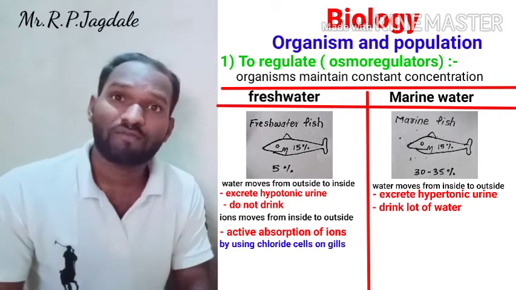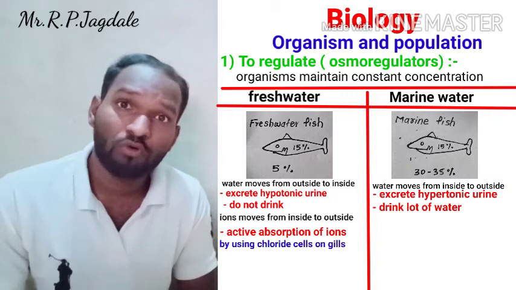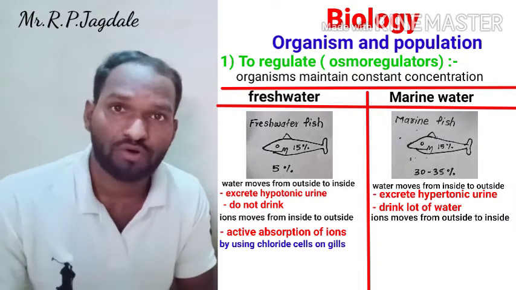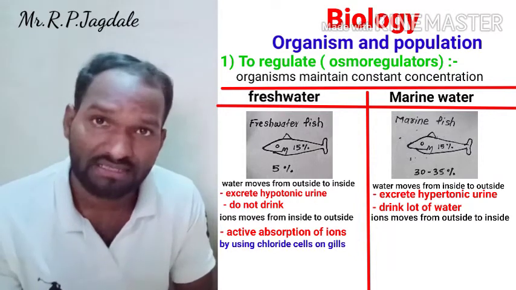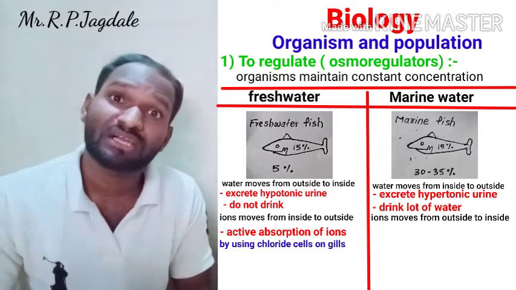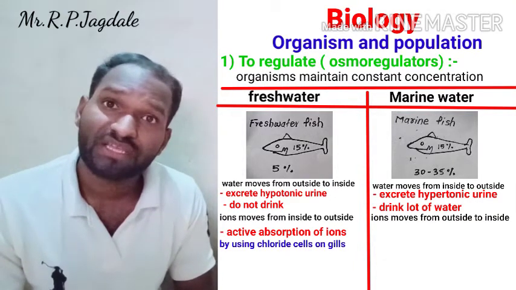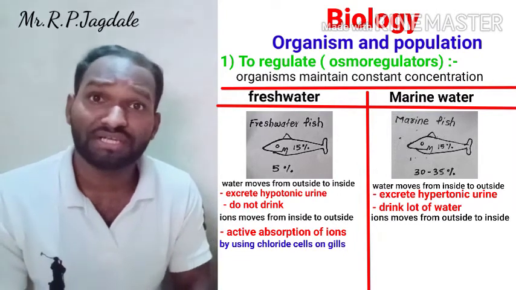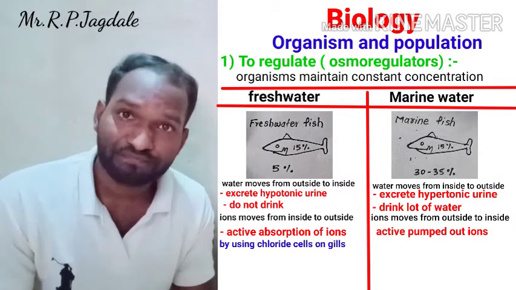Now the problem of ionic concentration. Ions are more concentrated in the surroundings than in the fish body, so ions move from outside to inside. Now more ions are coming inside the fish body. So how are they eliminated? They are actively pumped out of the body. The fish needs to actively pump out these ions from the body.